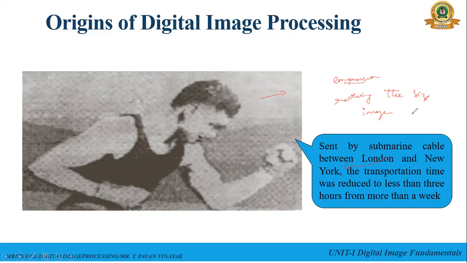After reducing the size of the image, it took 3 hours to send this information from London to New York through submarine cables. Generally, the captured image takes more than 1 week to transfer. After performing the compression technique, which is one of the image processing techniques, they sent this image within 3 hours. So this is the origin of digital image processing.